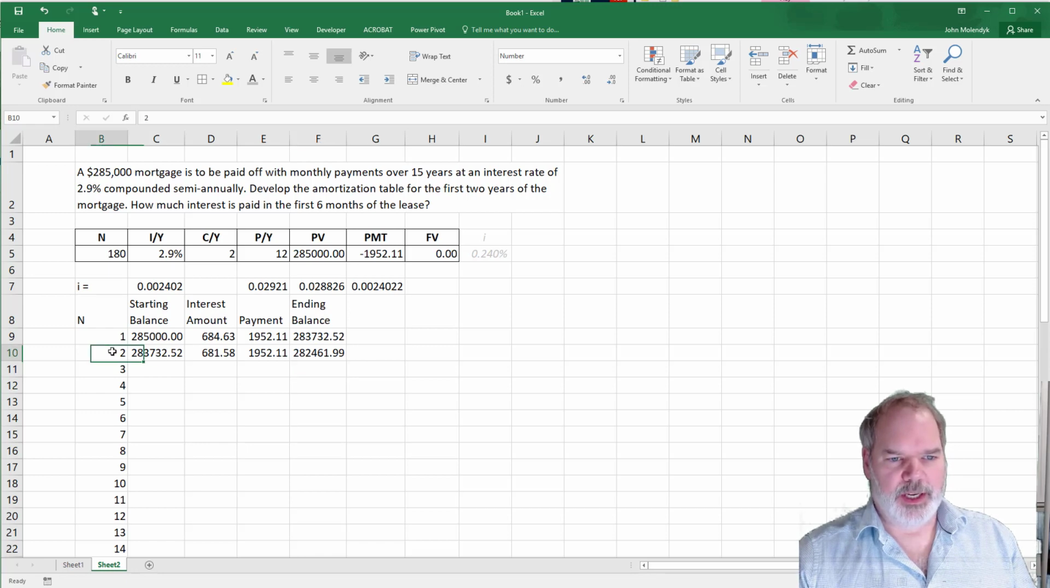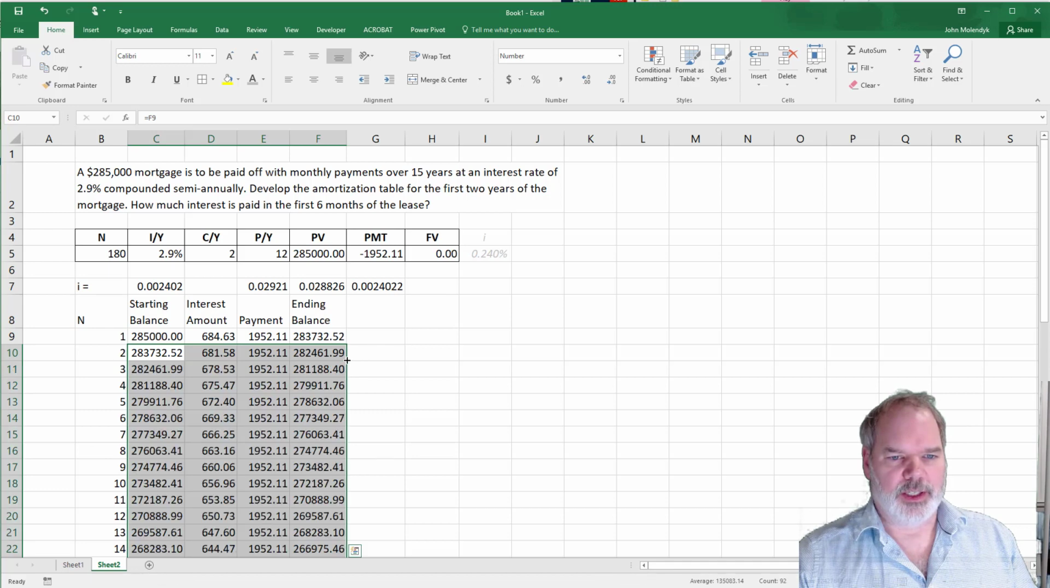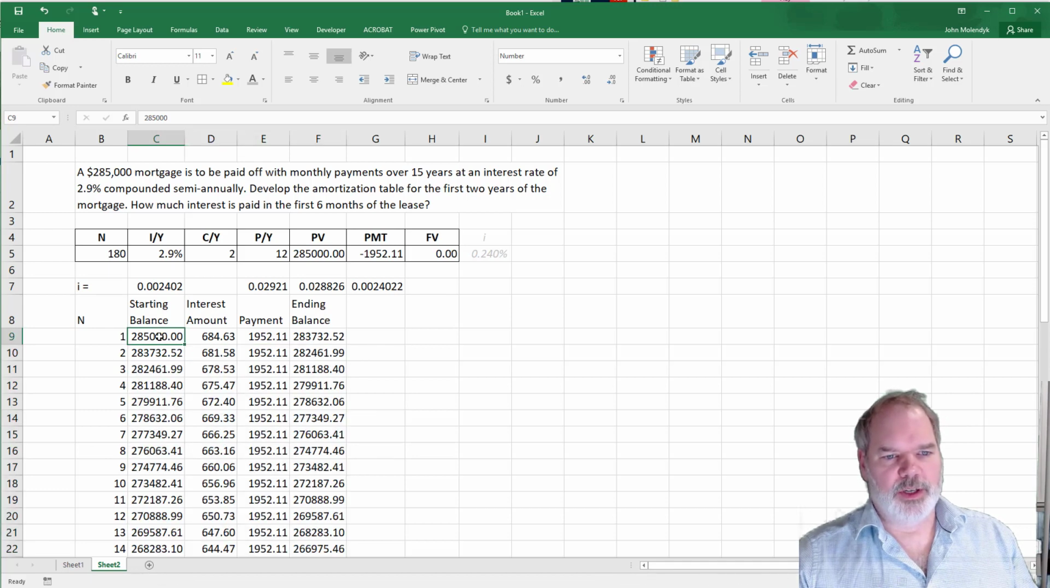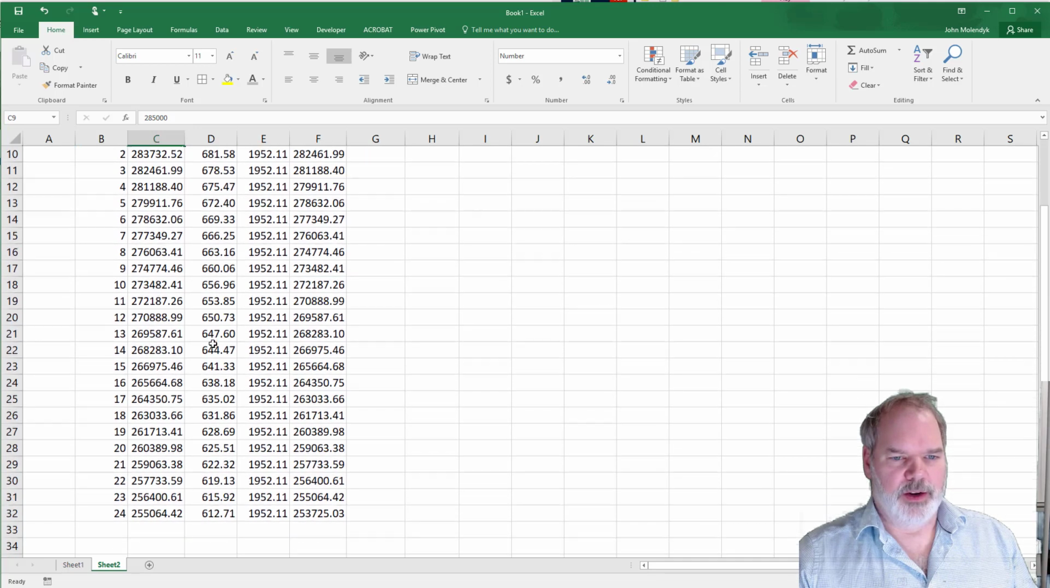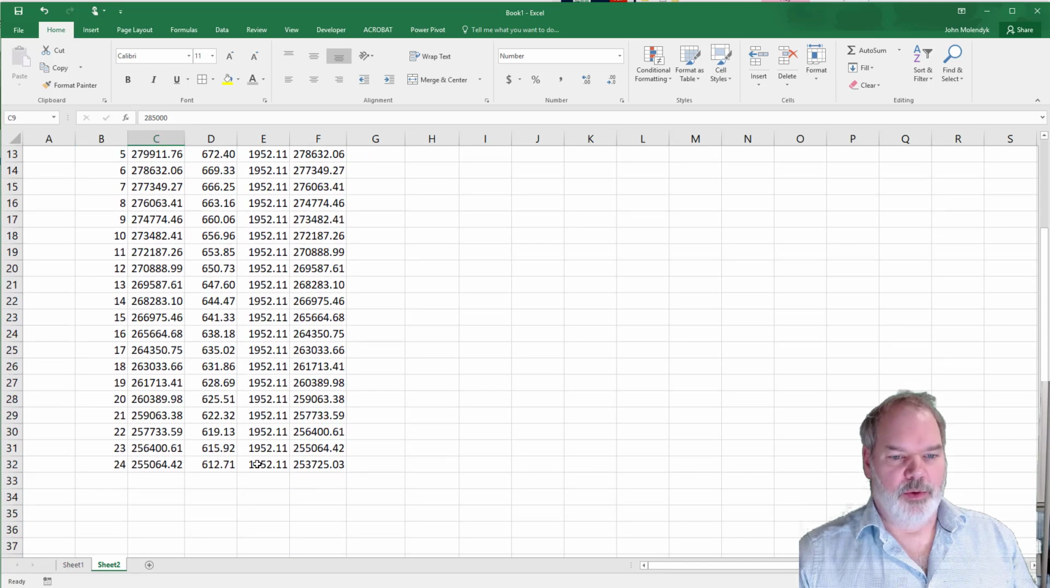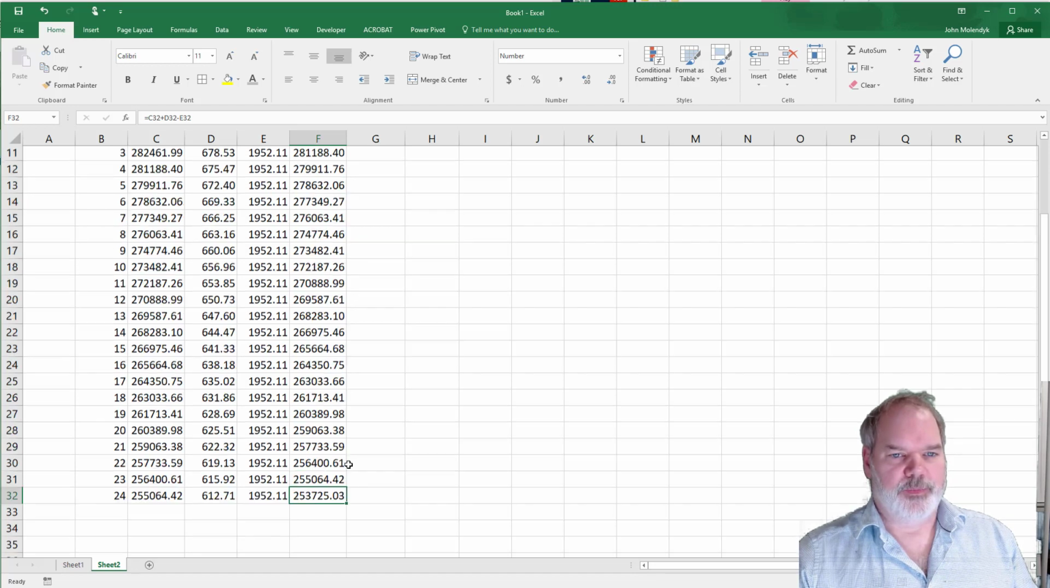Now we're going to do a little shortcut. Because we have N all the way down here for 24 months, we can highlight the three formulas, go into the bottom corner, and instead of dragging them down, just double click and they all fill in. So we can take a look at the first 2 years of our 15-year mortgage. The amortization table starts off with $285,000. We're taking the amount of interest on each one, applying about 1/3 of this payment, and we still owe $253,725 after the first 2 years.